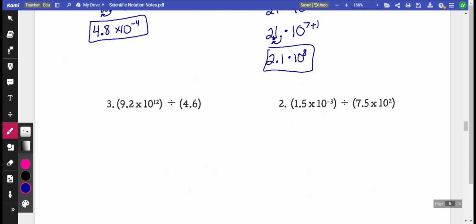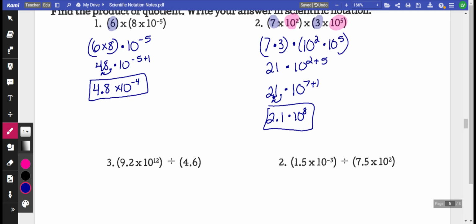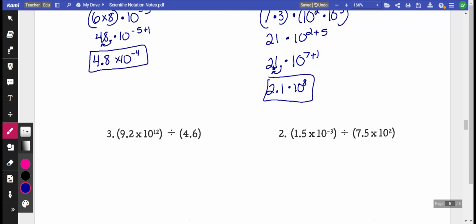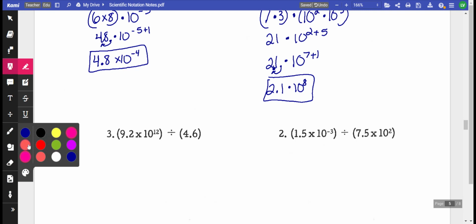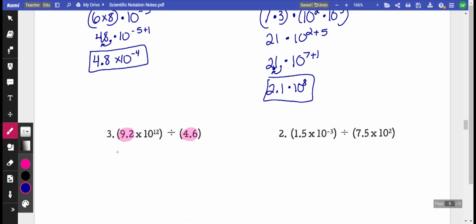Number 3. Oh, this one's similar to number 1 in that the second term, 4 and 6/10, doesn't have a power of 10. But again, we can solve this because 9 and 2/10, 4 and 6/10 are both factors. 9 and 2/10 divided by 4 and 6/10. Using my calculator, that gives me 2. Bring down 10 to the 12th power.